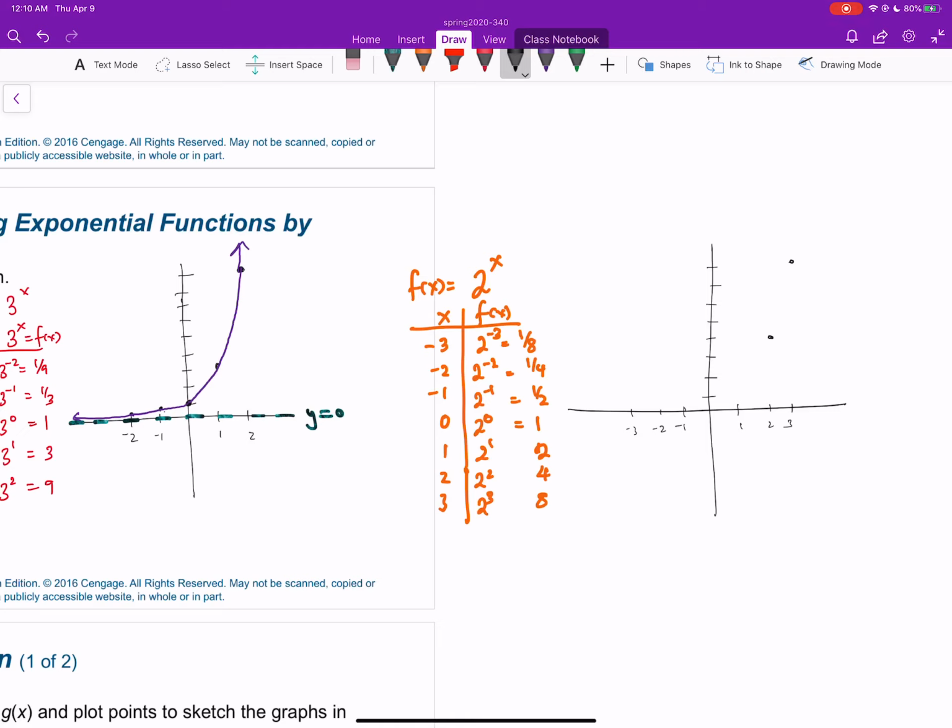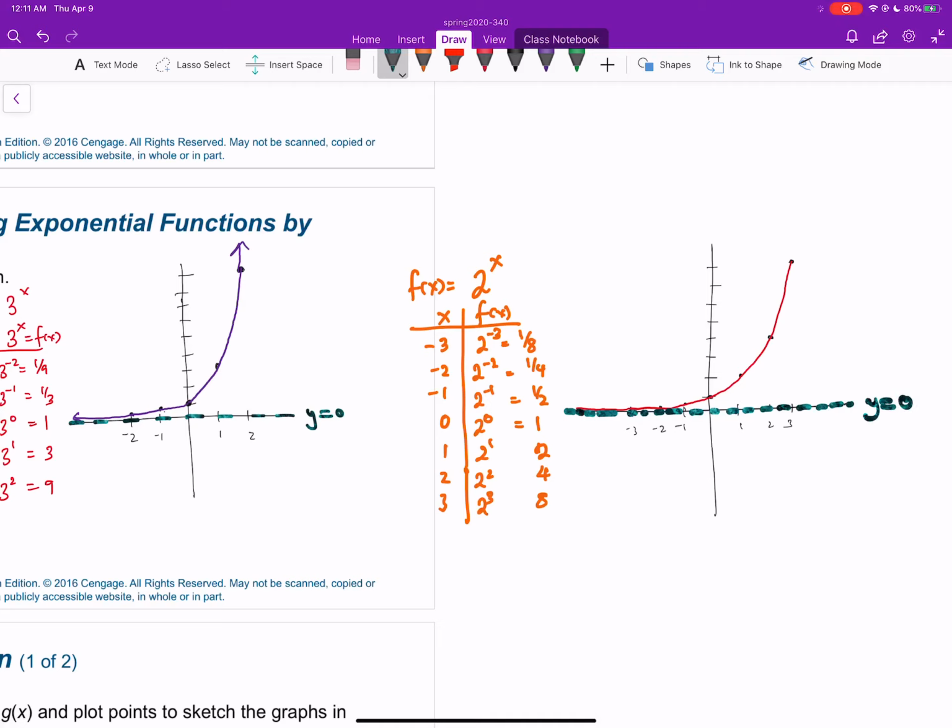At 1, I'm at 2. At 0, I'm at 1. And then at -1, I'm at 1/2. At -2, I'm at 1/4. At -3, I'm at 1/8. So again, I'm getting the same kind of curve. It looks like it's cutting through there, cutting through there, and keeps getting closer. But it never crosses that line, that horizontal line, y equals 0.